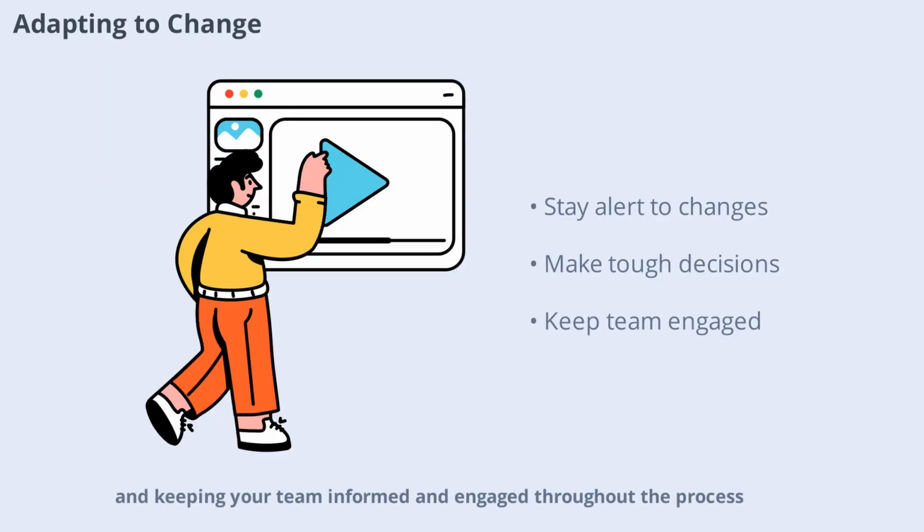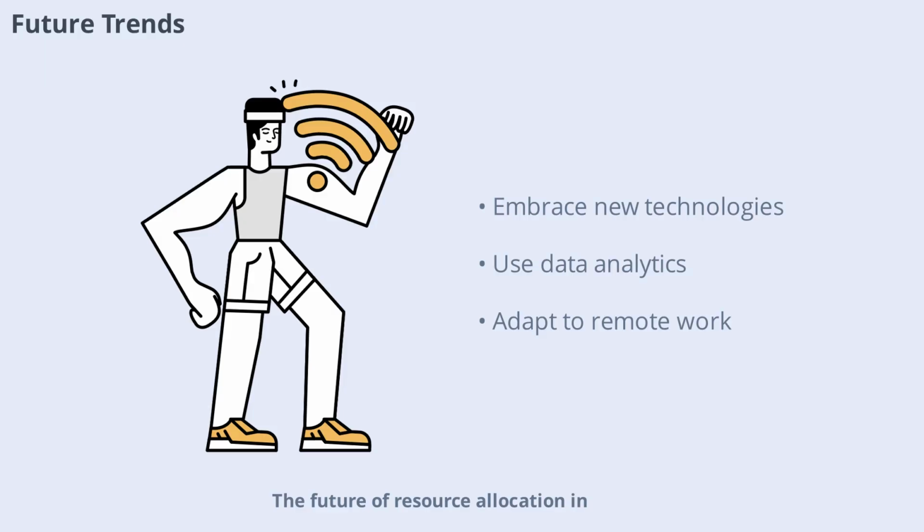The future of resource allocation and project management is being shaped by technology, data analytics, and remote work trends. Tools powered by artificial intelligence can help predict needs and optimize allocation. Staying informed about these trends will help you stay ahead and make smarter decisions.